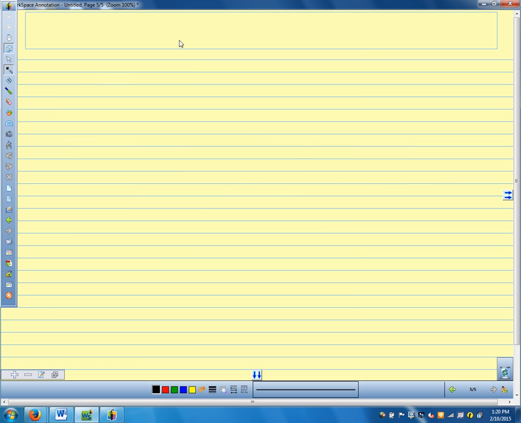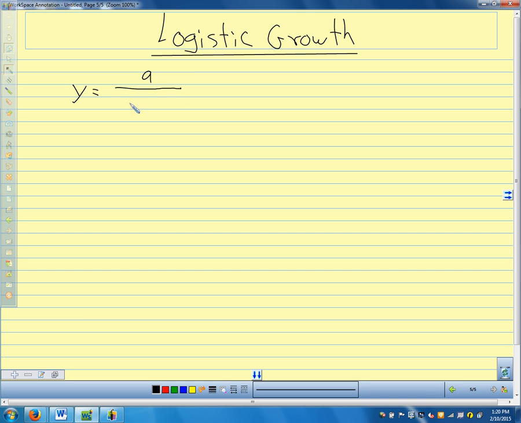Okay, I just want to mention briefly another kind of exponential growth, which is called logistic growth. I'm not going to go into a lot of detail with logistic growth. I just want you guys to be aware of it. We did some homework problems that involved using a logistic growth equation. We just didn't call them logistic growth.